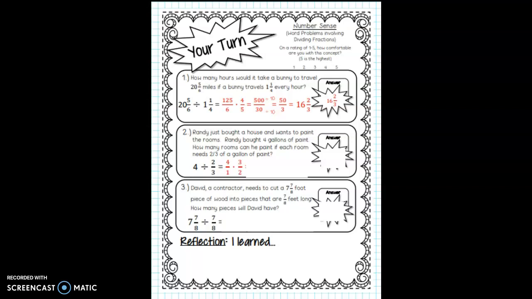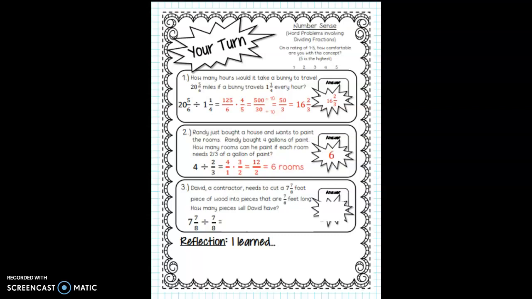Our next problem is 4 divided by 2/3. Keep the 4 over 1 times 3 over 2. This is 12 over 2. Well, that's an easy 12 divided by 2 is 6. He can paint 6 rooms.